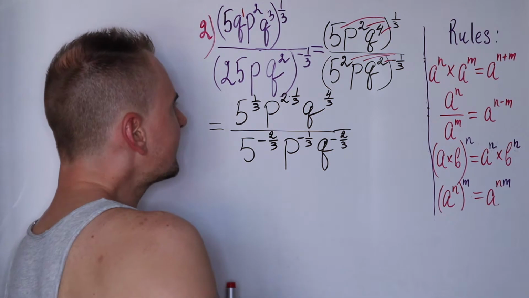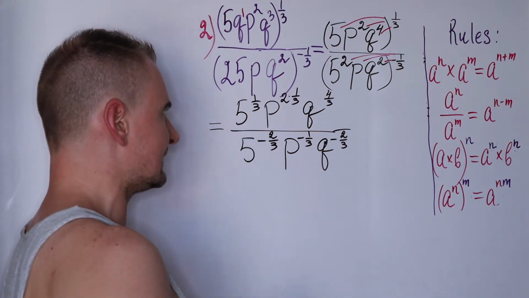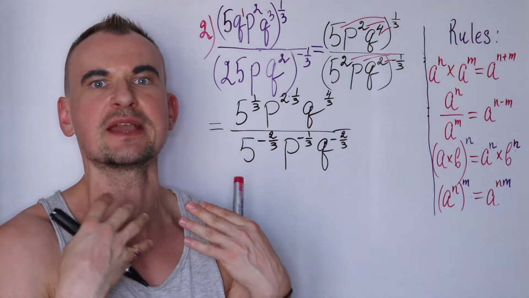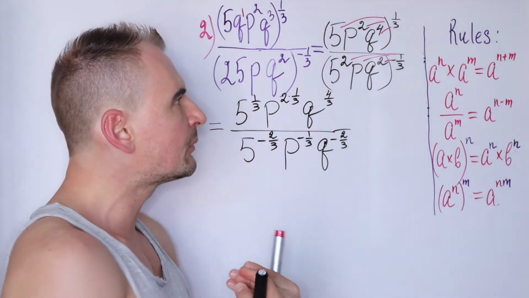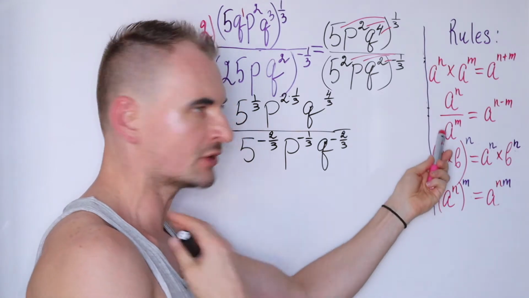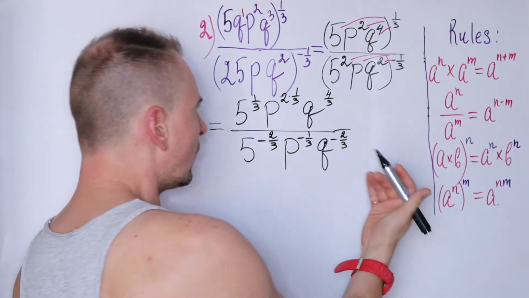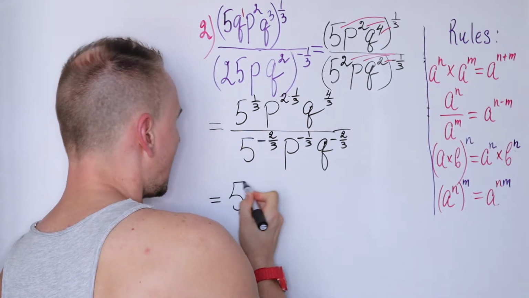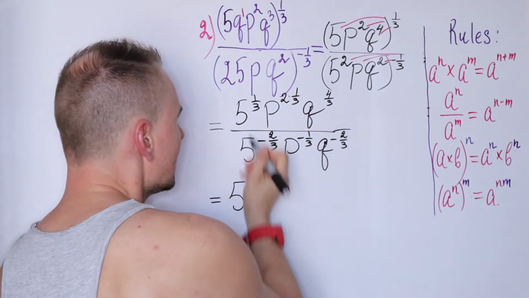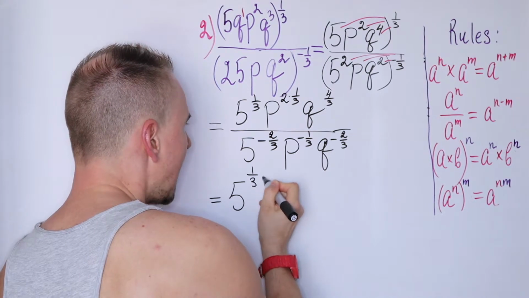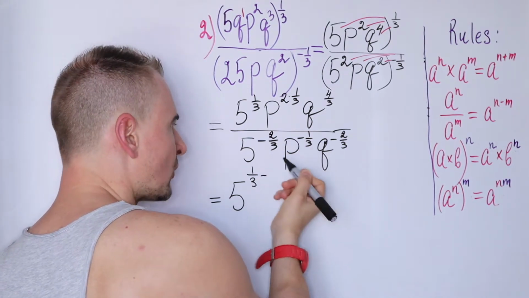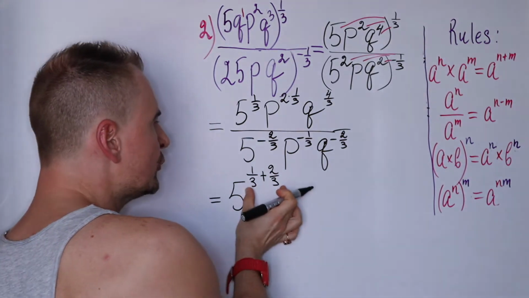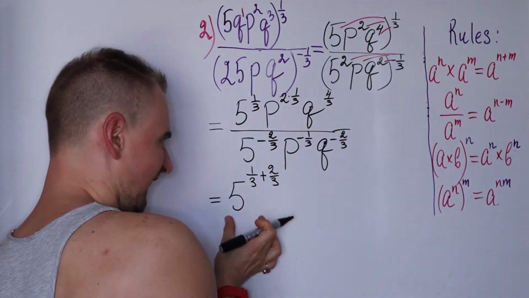Alright, so at this point we can divide, since we have 3 different bases on top, 3 different bases on bottom, and at this point we can use the division rule or division property. So all it says, you keep the same base and you want to subtract powers. Go ahead. So a third minus 2 over 3, it becomes positive 2 over 3. So this is your new power for this base 5.